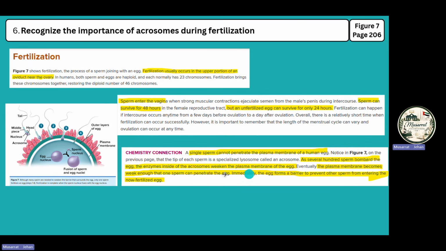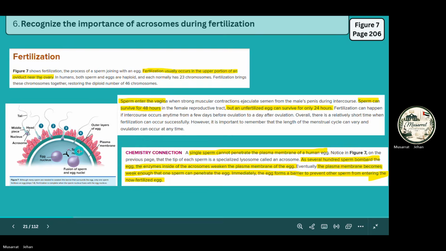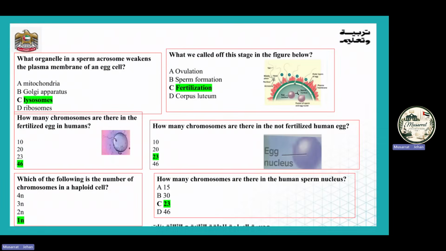When they bombard the egg, the enzymes inside the acrosome, the lysosomes, make the plasma membrane weak. And when they make it weak, one of the sperms will enter. The plasma membrane is weak enough that one sperm can go inside. And once it enters, immediately the egg forms a barrier and does not let other sperms enter. Now it is a fertilized egg. These are the questions.